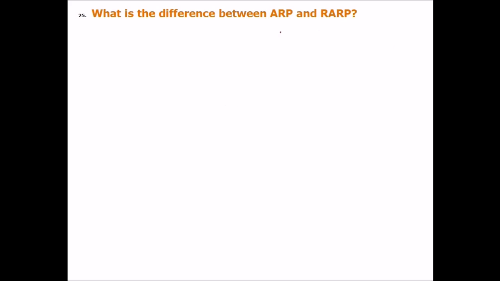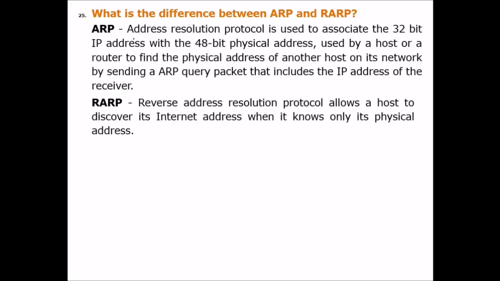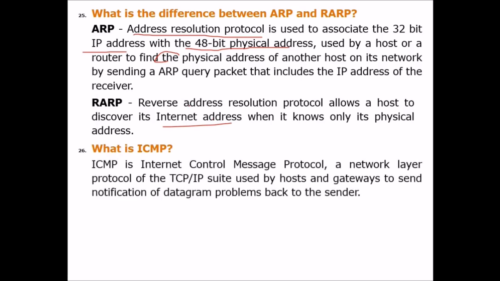What is the difference between ARP and RARP? ARP is Address Resolution Protocol. This is used to associate the 32-bit IP address with a 48-bit physical address, which is used by a host or a router to find the actual physical address of another host on its network by sending an ARP query packet that includes the IP address of the receiver. But RARP is Reverse Address Resolution Protocol. It allows a host to discover its internet address when it knows only its physical address. Reverse ARP.